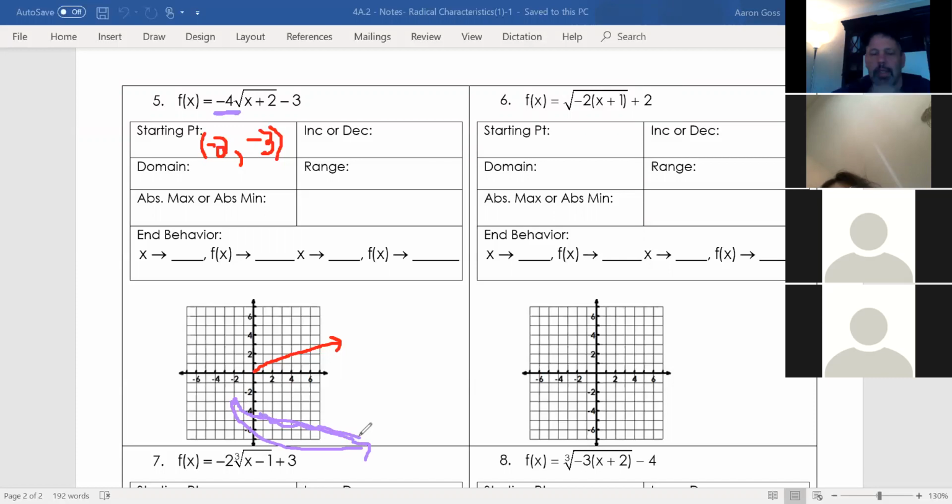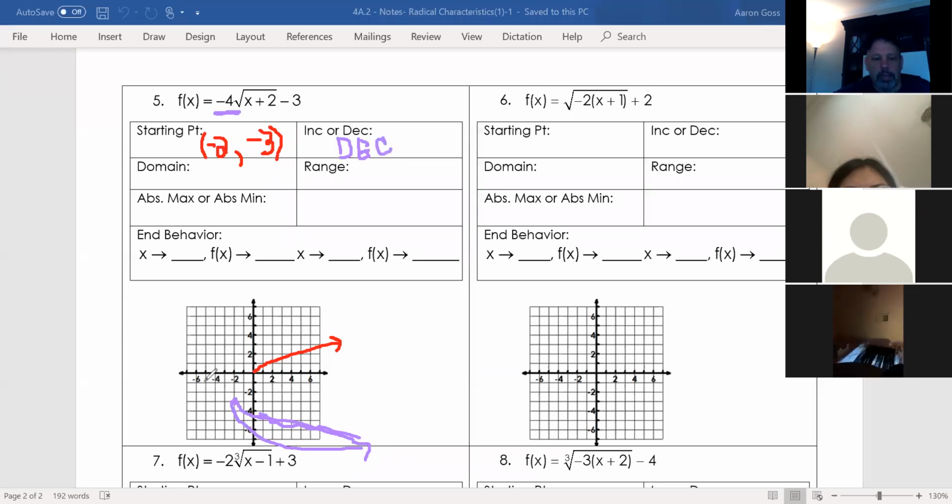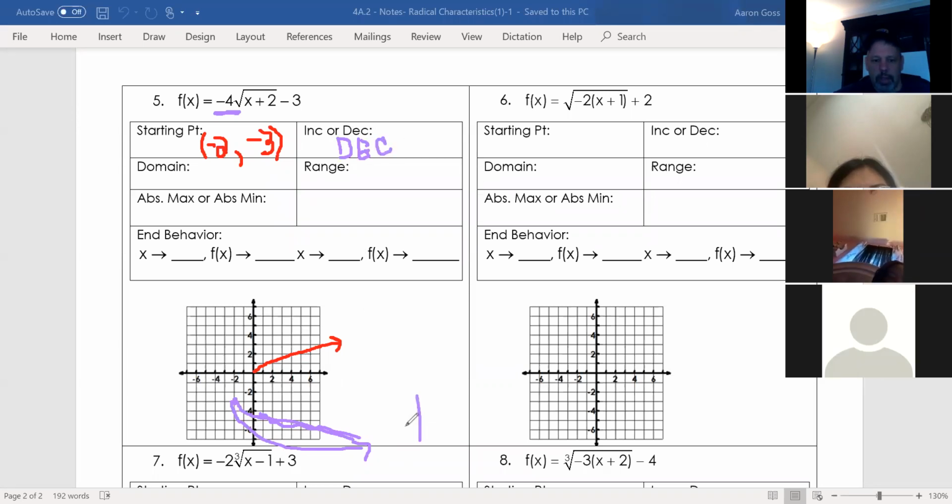The standard just says I can sketch it and identify some things. This number right here is really important. That's the starting point. So as I move left to right, is this thing increasing or decreasing? Decreasing. Are these Y values getting bigger or smaller? As I move left to right, this thing is going down.